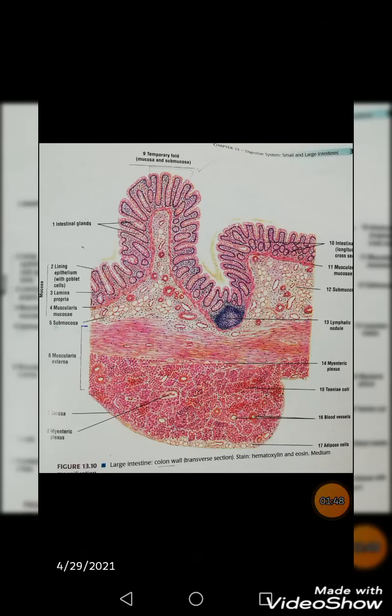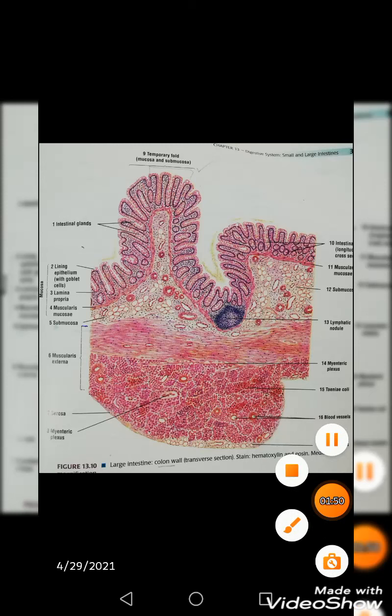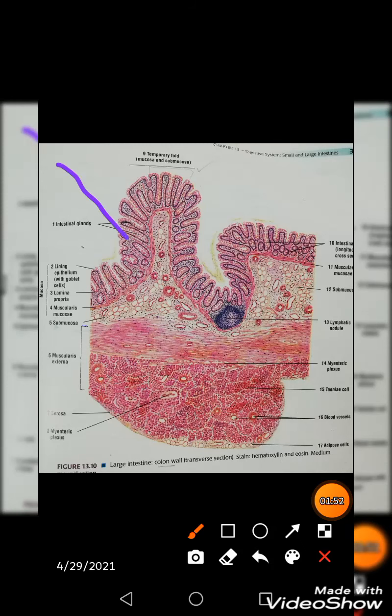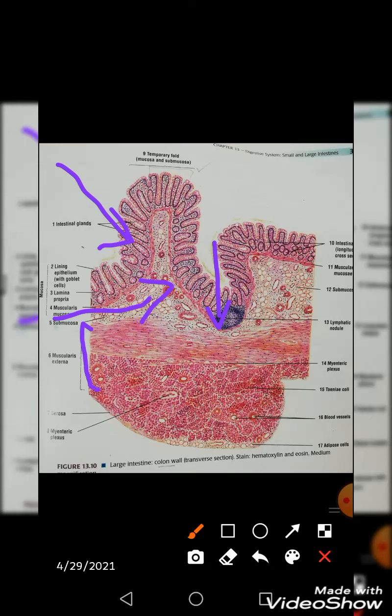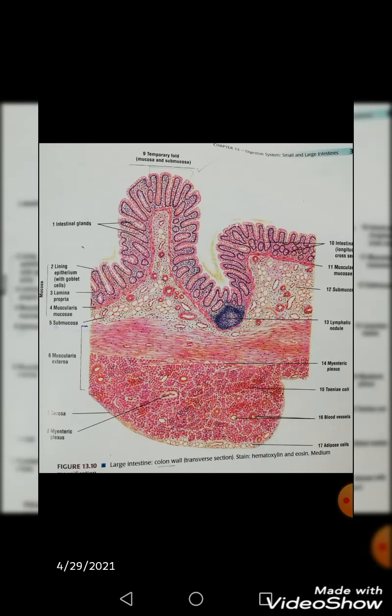And this is a schematic representation of a colon, in which the things we have to learn are the simple tubular glands in the mucosa and the lymphatic nodule. The submucosa is showing good vascularity, and the important feature here is the inner circular and outer longitudinal layers. This one is forming the tinea coli, a thickened one.